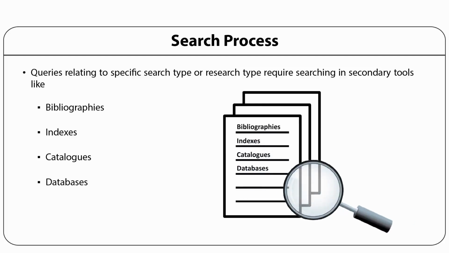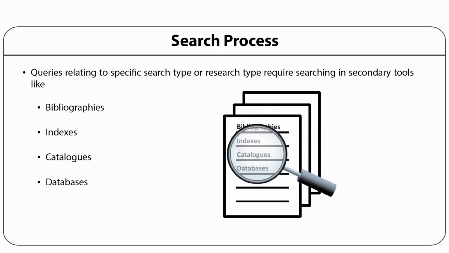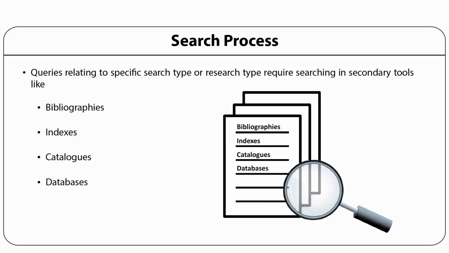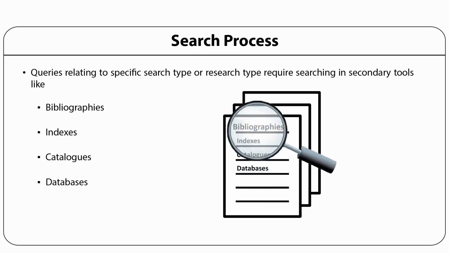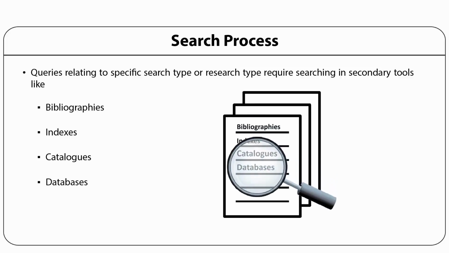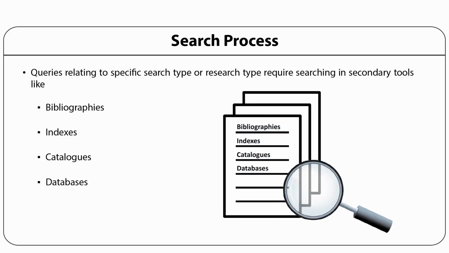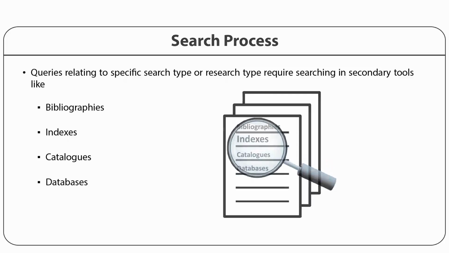Research types of queries require searching for the micro documents like periodical articles, conference papers, etc. For this, normally bibliographic databases are searched. Searching online databases. Presently, most of the indexing and abstracting periodicals are available in the form of electronic databases and are available on CD-ROM or can be searched online on the internet.